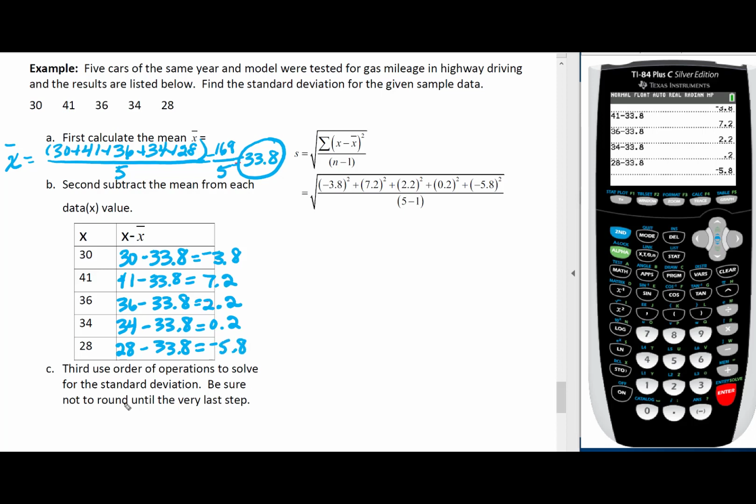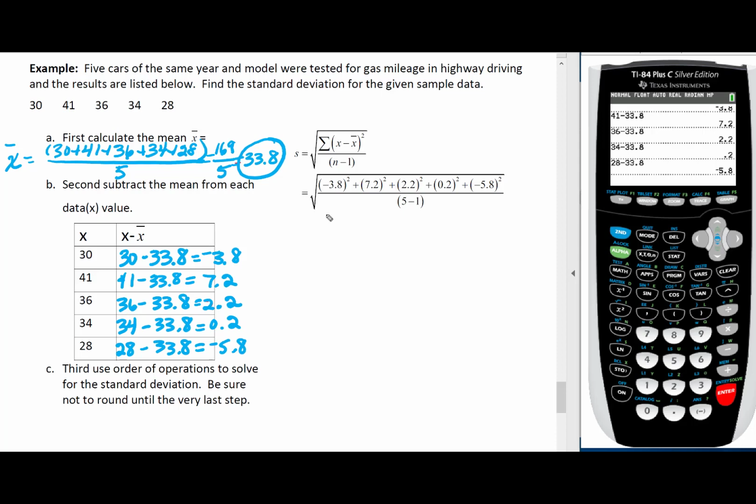Now we're going to use the order of operations to solve for the standard deviation. We're given the formula S equals the square root of the sum of x minus the mean squared, divided by n minus 1. So our formula has converted to an evaluation of this problem: the square root of negative 3.8 squared plus 7.2 squared plus 2.2 squared plus 0.2 squared plus negative 5.8 squared, notice those come from the calculations we did earlier, all over n minus 1, which is 5 minus 1. Order of operations tells us that we first have to do the exponents.